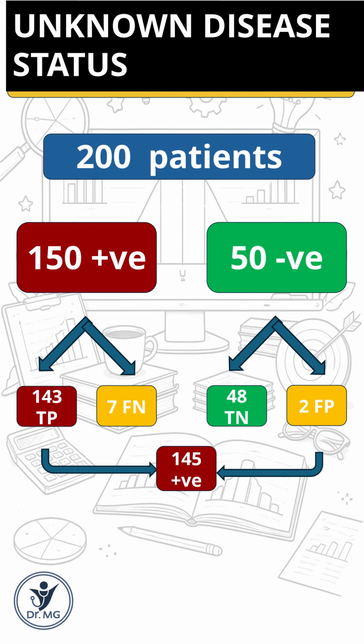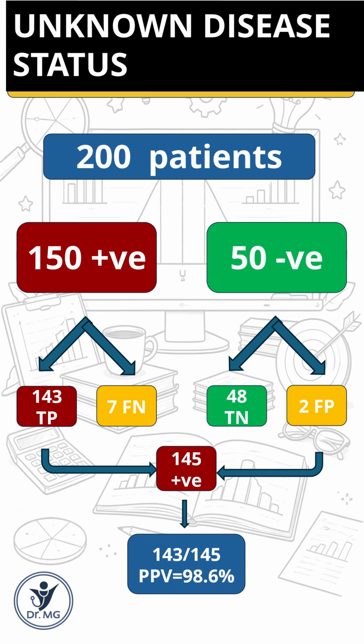To know how reliable a positive result is, we divide the true positives by all positive results. 143 out of 145, which is 98.6%. This means that in this population, when the test is positive, 98.6% of the time it truly represents disease. This is the positive predictive value.